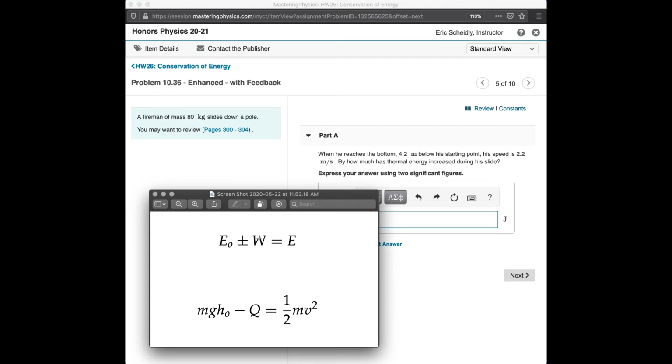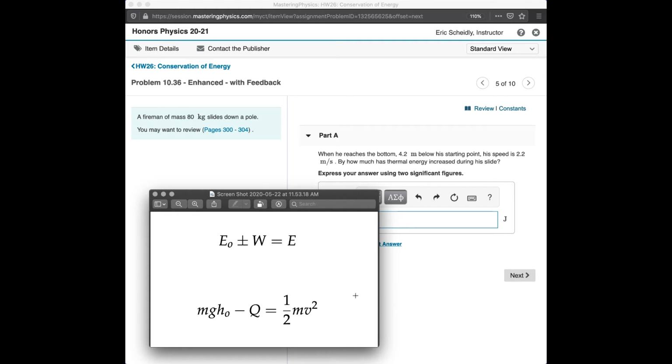Friction, rubbing together, creates heat. So when the question asks about the thermal energy created during the process, it's the heat being produced by friction that is removing energy from the system. So he starts out with gravitational potential energy, mgh, loses some to thermal energy, and then has kinetic energy when he reaches the bottom of the pole.